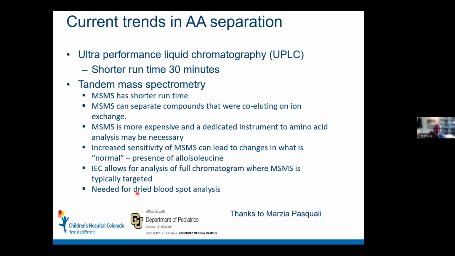So what I've heard, and this is to my wonderful colleague Marzia Pasquale, who's gone through this transition, is that you do have to get used to the fact that some things you couldn't detect as well with the older systems, now you see. And so what is normal, you may see alloisoleucine in all your samples, but they may not be sufficient to cause concern. And certainly tandem mass is generally considered to be needed for anything you're doing in dried blood spots. So this is a lot to keep up with.